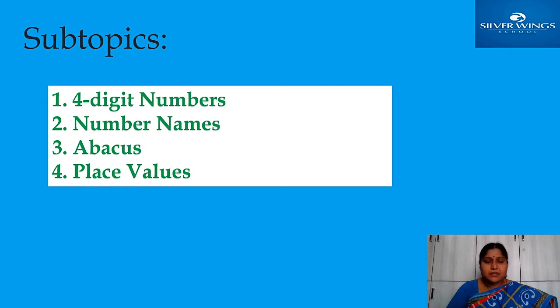Now, in previous class, already you learnt about 3-digit numbers. The largest 3-digit number is 999. After that number, 1000 will come. That is called the first and smallest 4-digit number. The first and smallest 4-digit number is 1000.